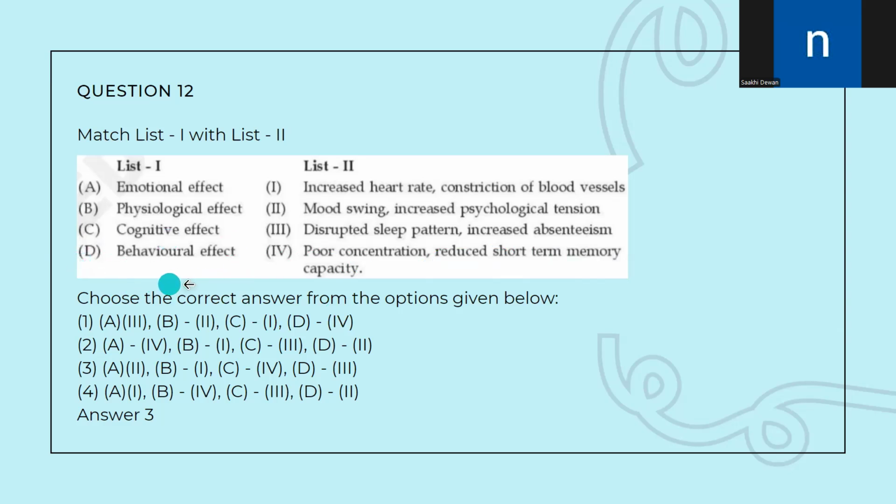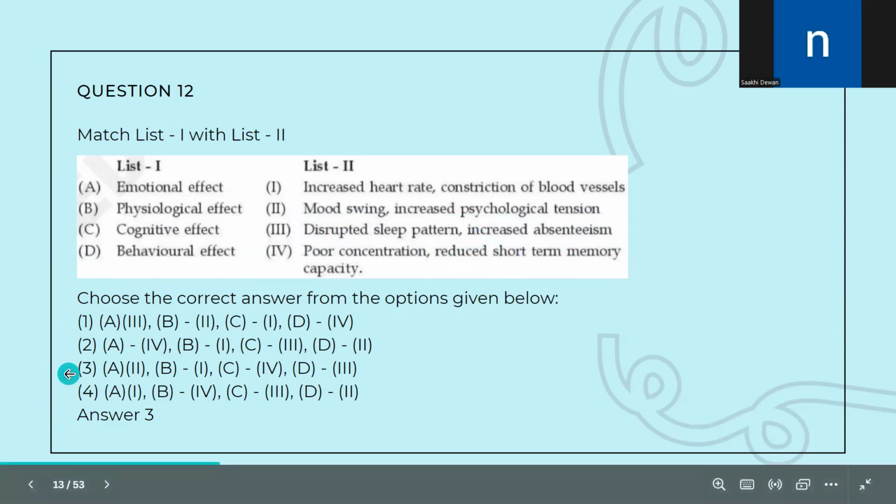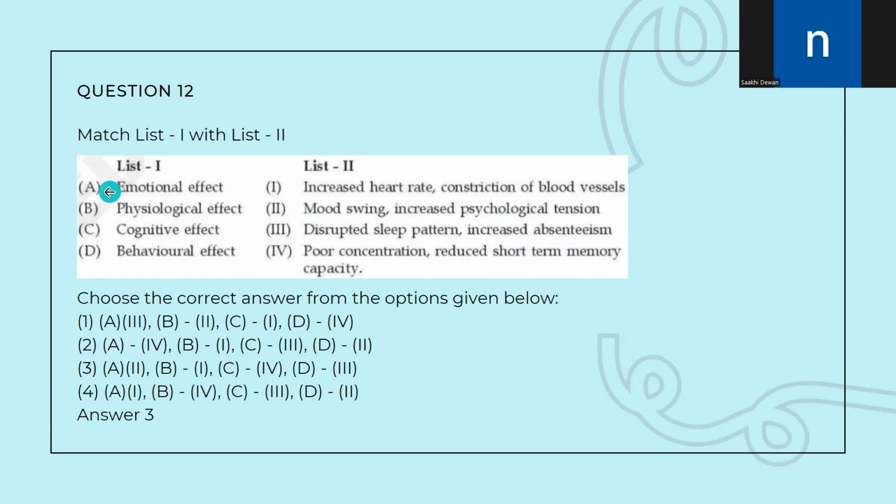And the last is behavioral effects, that is the effect that stress has on our behavior. So that will include disrupted sleep pattern and increased absenteeism. So the option that we'll choose is option number 3, that matches emotional effect with mood swings and increased psychological tension, physiological effect with increased heart rate and constriction of blood vessels, cognitive effect with poor concentration and reduced short-term memory, and behavioral effect with disrupted sleep pattern and increased absenteeism.